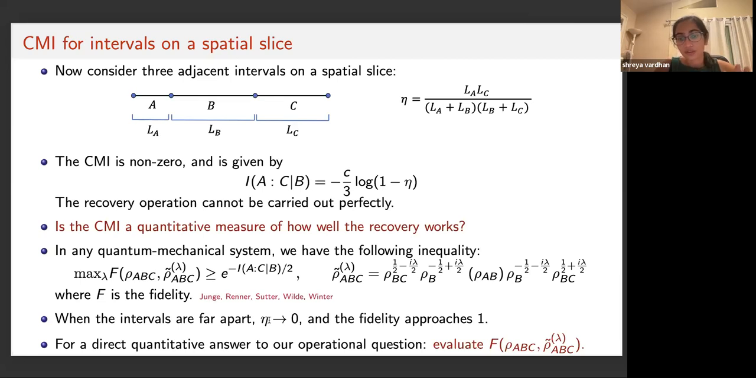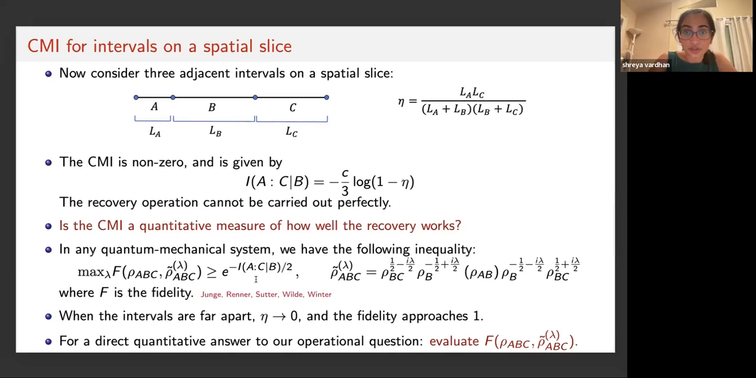And this happens in particular in the regime where the intervals A and C are very far apart, so that the cross ratio goes to 0. But more generally, if the conditional mutual information is large, then this doesn't really give us a very meaningful bound because it just tells us that the fidelity is greater than 0, which is always true. So if we wanted to have a direct quantitative answer to the operational question that I mentioned previously, then we should directly evaluate a quantity like the fidelity between rho and rho lambda and see how it compares, for instance, to this quantity. Okay, so that is one of the things that we're going to do in this talk.